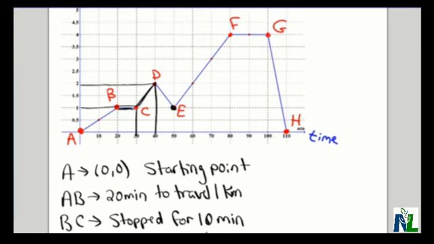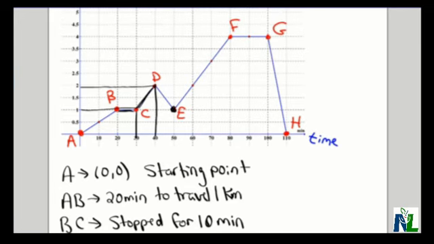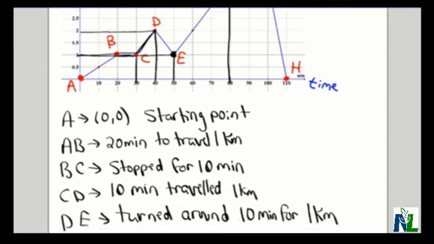Going back up to look at our graph again, we're now going to describe what happens from E to F. We can see here we went from 50 minutes to 80 minutes, so that's a 30-minute time period. In that 30 minutes, we covered a distance from 1 kilometer up to 4 kilometers. So in 30 minutes, we went 3 kilometers.